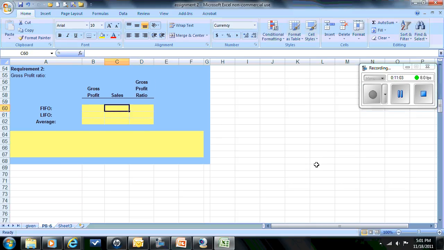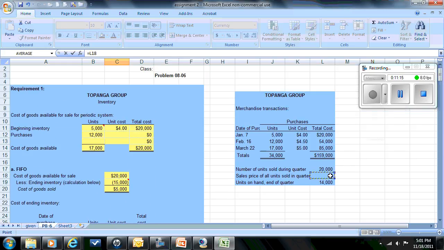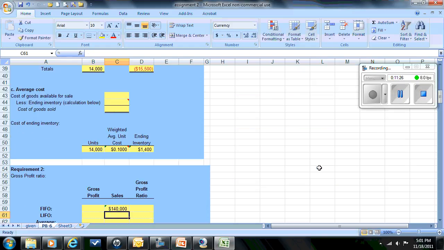Next, we're going to determine the gross profit. And to do that, we are first going to determine the value of the sales. The problem gives us the sales information. We sold the units at $7 a piece. We know that we had 14,000 units left over. We started with 34,000, so we sold 20,000 units. So our sales would be 140,000.